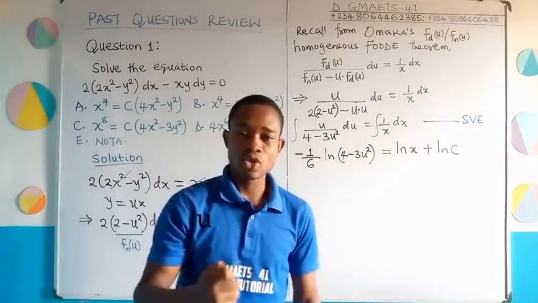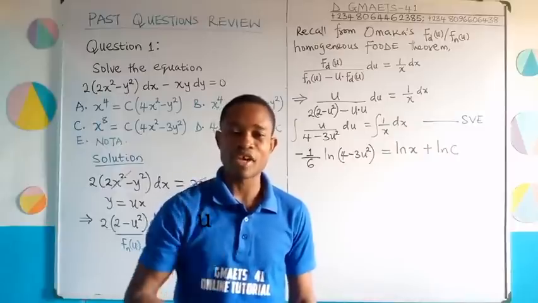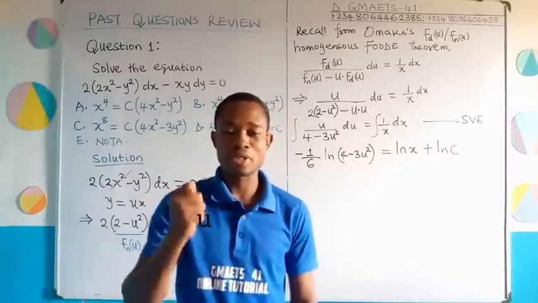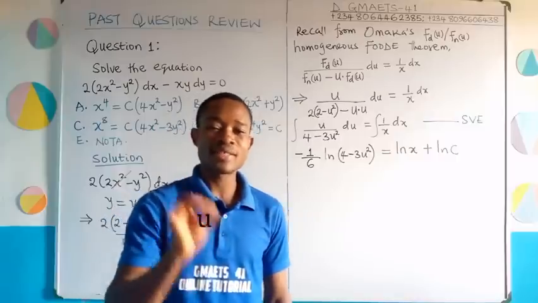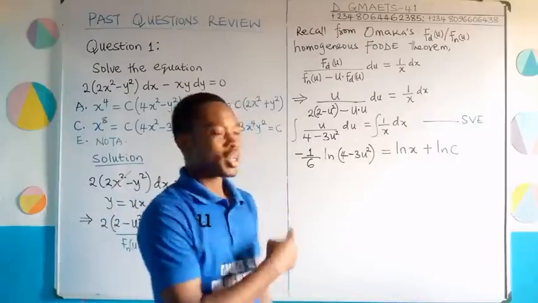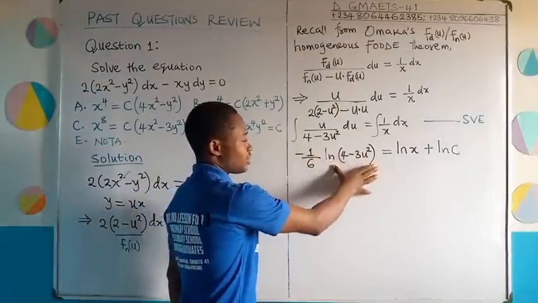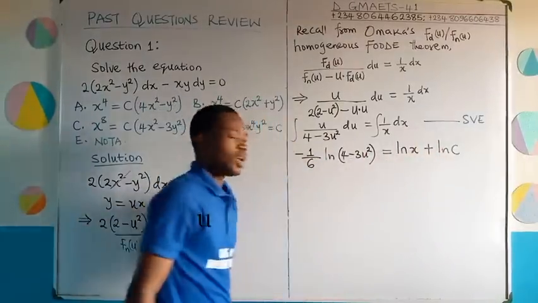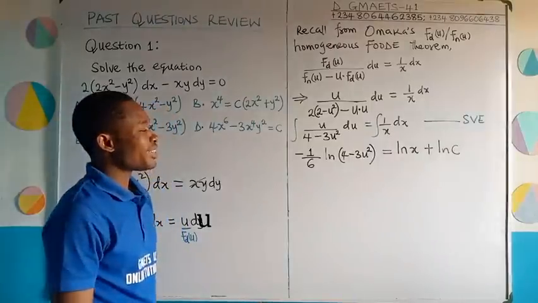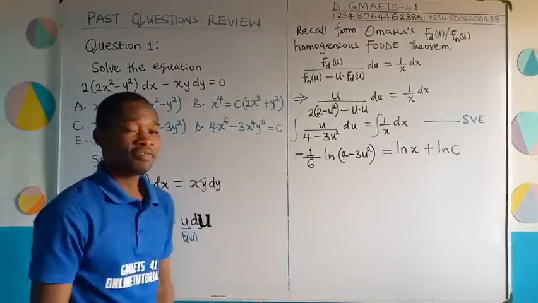So you are required to simplify this further. And of course, in mathematics, you know that simplification is very important. You've got to continue simplifying until you get the simplest form. And we can do that here. For example, this is bearing negative 1 over 6 ln this equal to this. Are you following, right?